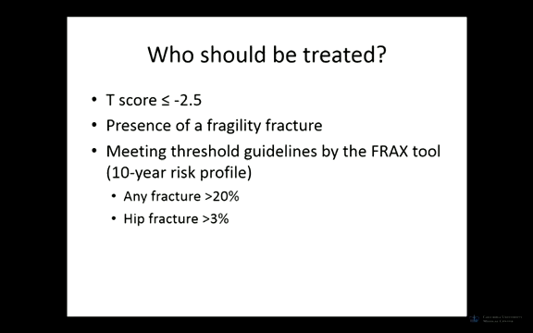So who should be treated? Anyone with osteoporosis by the DEXA definition, which is a T-score less than or equal to minus 2.5, the presence of a fragility fracture, so anyone who fell from low trauma or from a standing height, and anyone who meets the FRAX tool, which Michelle Rubin went over in great detail in her lecture today, so take a look at that. When you put into the algorithm their risk factors, if they meet a 10-year risk of any fracture that's greater than 20% or a hip fracture that's greater than 3%, they should also be treated.